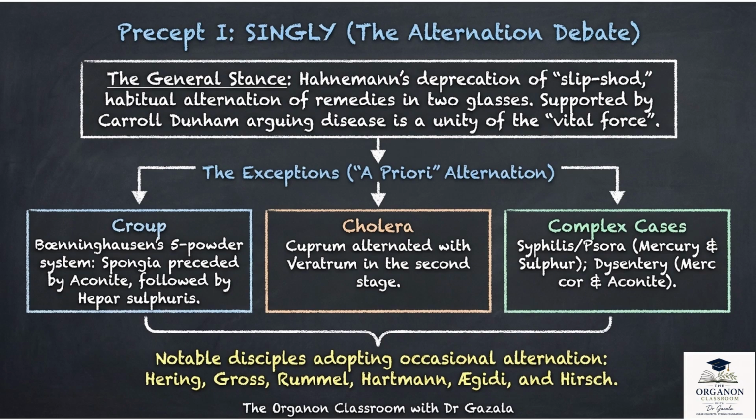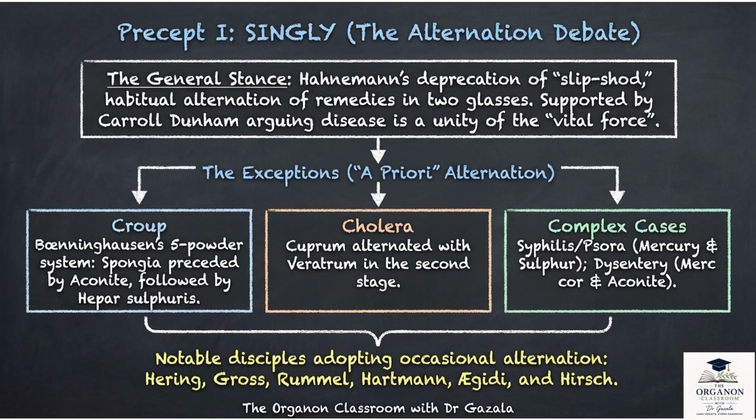So Hahnemann, who is giving one single remedy, strongly opposed the habitual or the frequent alternation of remedies. Okay. The reasoning over here is simple. If the disease is an expression of a disturbance of the vital force, then our prescribing should be clear enough to understand how that vital force responds to the remedy, right?